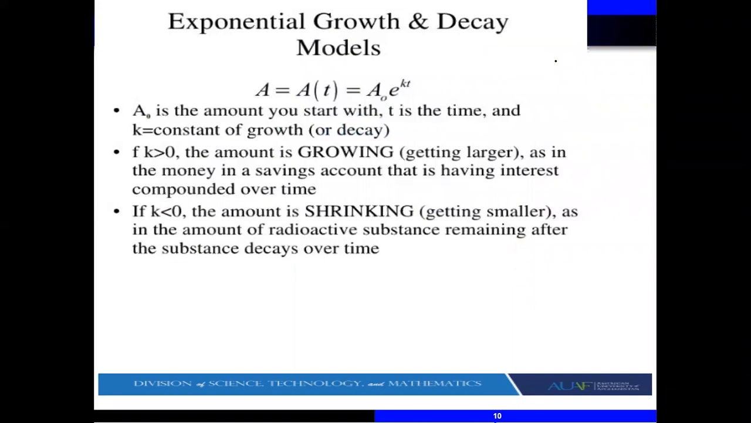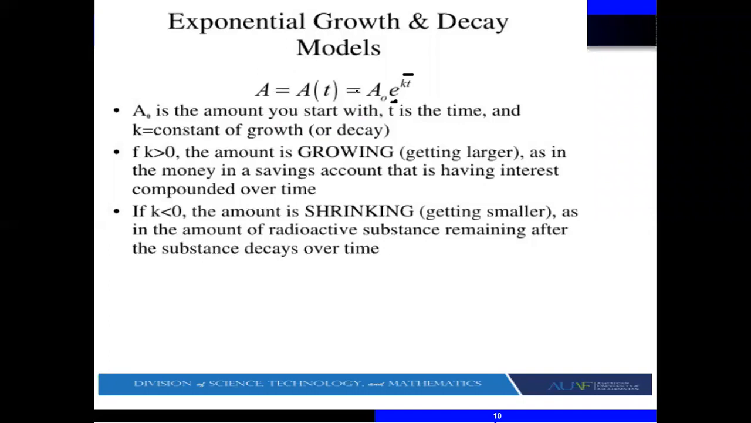Okay, we have models: the exponential growth model and decay models, like exponential growth and exponential decay, or you can say population growth. These models are exponential functions because the variables are in the power. You can see these are in the power, and we are using e, the exponential function, or Euler number.